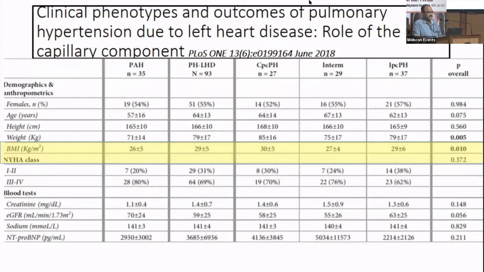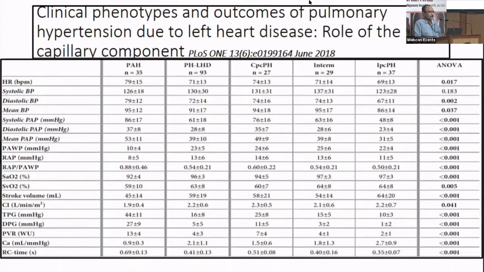And what has been seen is that across the board, their weight increases as you move from isolated post-capillary pulmonary hypertension to intermediate to combined pulmonary hypertension. The weight increases. If you look at the measurements, almost all hemodynamic measurements progressively increase. And if we concentrate on the chart on the right side, we find that there is a statistically significant change in almost every value.